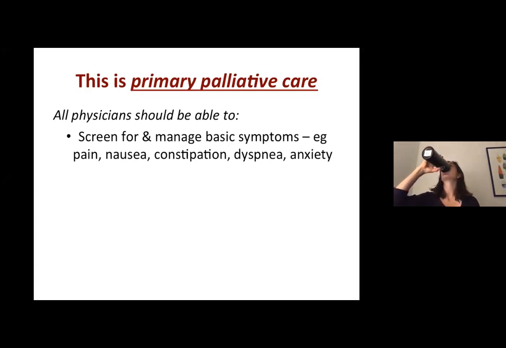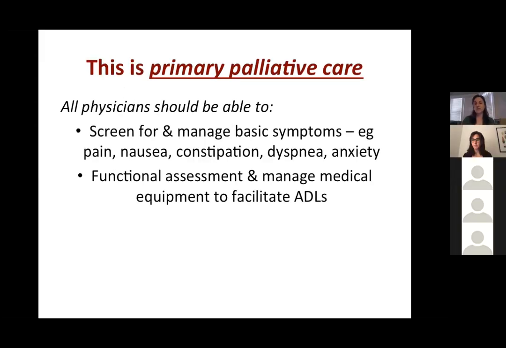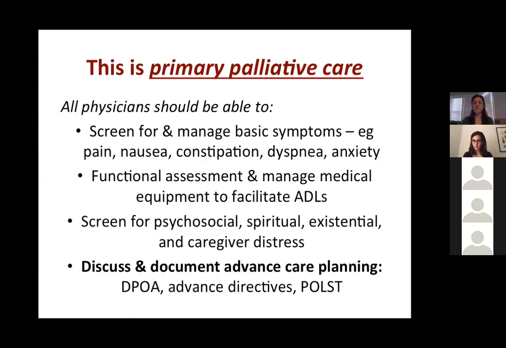I'm sure you guys are already doing this with your patients on the wards. Doing a functional assessment and equipment to facilitate ADLs. For this, we usually rely a lot on our physical and occupational therapy colleagues in the hospital to help us. Screening, but not necessarily management, of psychosocial, spiritual, existential, and caregiver distress, and then usually a referral or a consult to a palliative care interdisciplinary team to help deal with these things. And then finally, a discussion and documentation of advanced care planning, including paperwork for durable power of attorney for healthcare, advanced directives, a POLST form, and then the inpatient equivalent of a POLST form, which is the code status discussion. So we're going to be focusing on this last primary palliative care skill this morning.